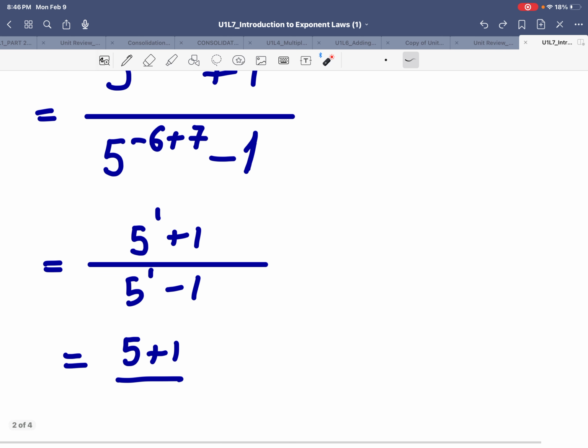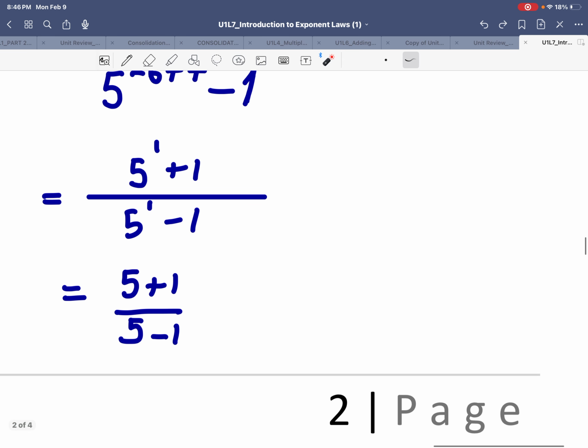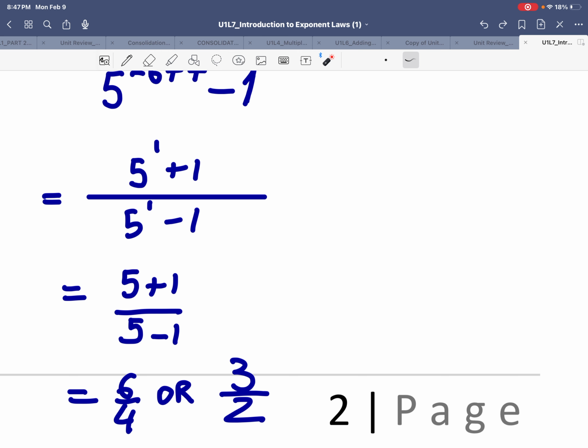Boy, I really took all the steps here. And then 5 minus 1. So 5 plus 1 is 6, 5 minus 1 is 4. And then you check and see if you can reduce the answer to lowest terms possible. And voila, this would be your final answer.